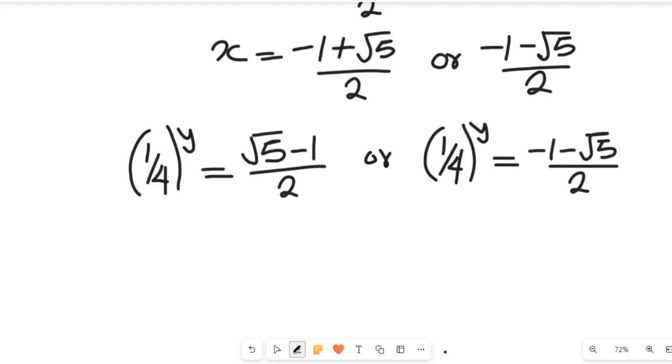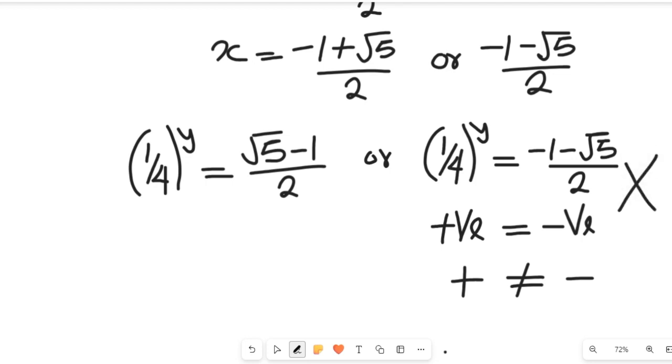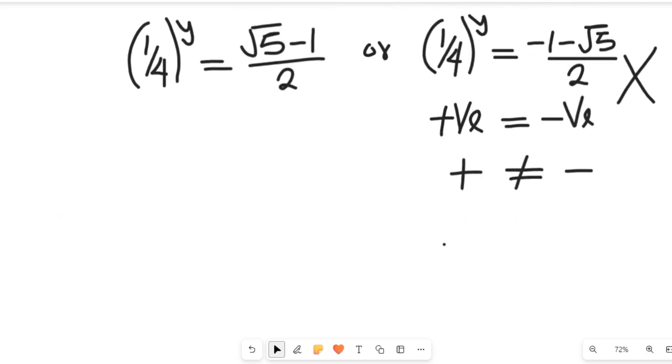Now let's analyze this other part. For every value of y, we can see that this side of the equation will give us a positive value, while this side will always give us a negative value. And in mathematics, positive can never be equal to negative. As a result of that, we are going to neglect this solution. Now we'll concentrate on this other solution.